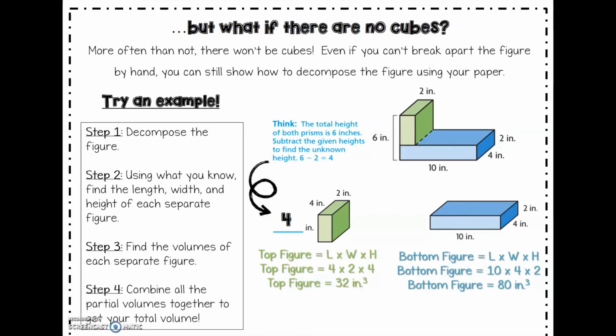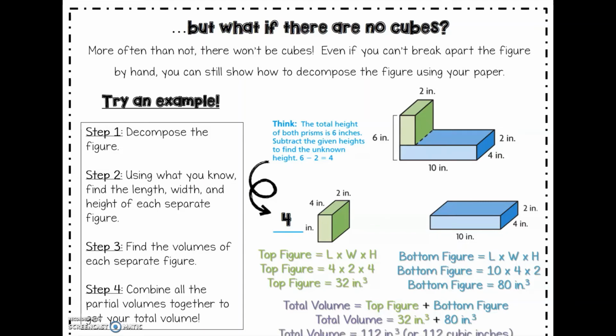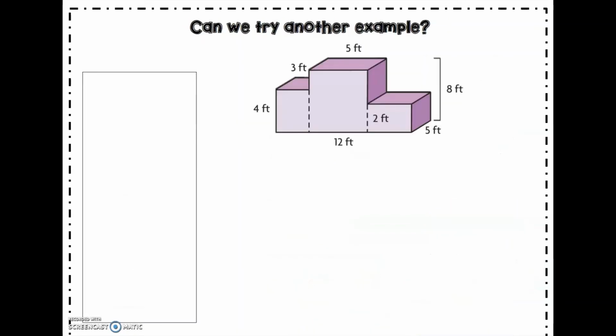Now last, I need to combine all of the partial volumes together to get my total. That means that my total volume is going to be the top figure plus the bottom figure. Since the top figure is 32 inches cubed and the bottom figure is 80 inches cubed, I'm going to add those two values together. 32 plus 80 is 112, so my total volume is 112 inches cubed, or 112 cubic inches. Let's take a look at one more example together.